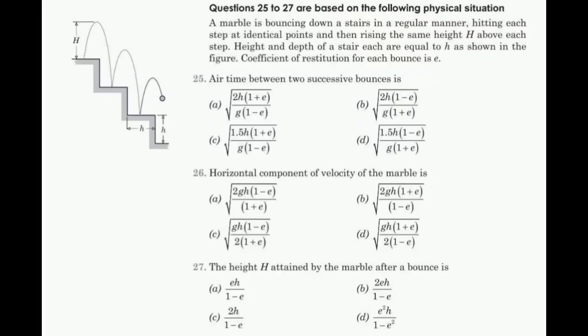So the question is stating a marble is bouncing down a stairs in a regular manner, hitting each step at identical points and then rising the same height capital H above each step. Height and depth of a stair each are equal to small h as shown in the diagram. If the coefficient of restitution of each bounce is e, then we need to evaluate the air time between two successive bounces, the horizontal component of velocity of the marble, and the height capital H attained by the marble after a bounce.